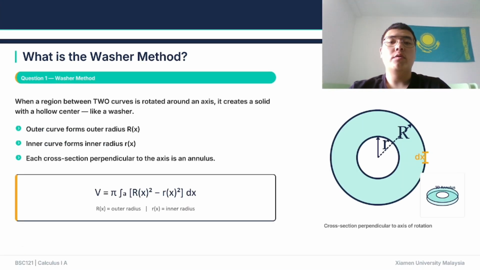Thank you, Daniyal. So, our first topic is the washer method. What exactly is the washer method? You can think of it as a way of calculating the volume of a solid that has a hollow center, much like a washer or donut.